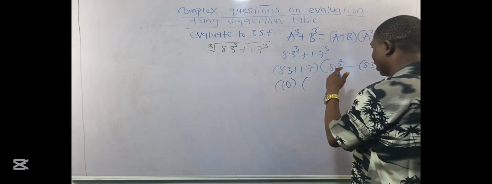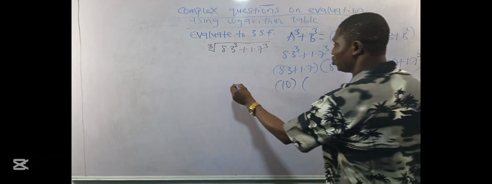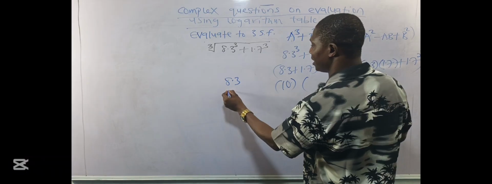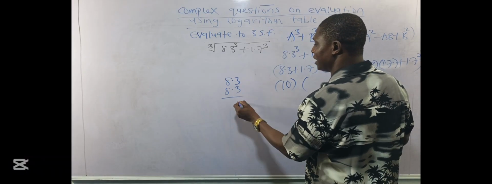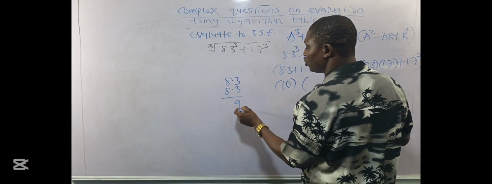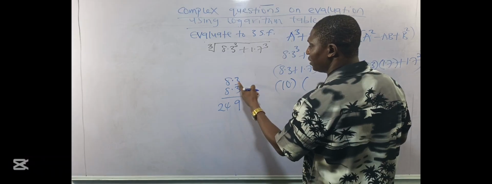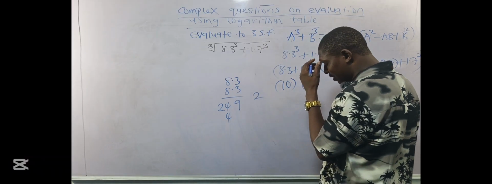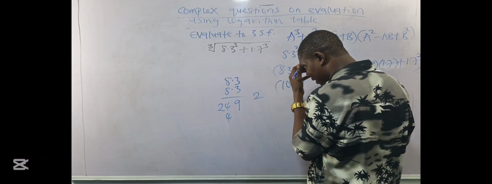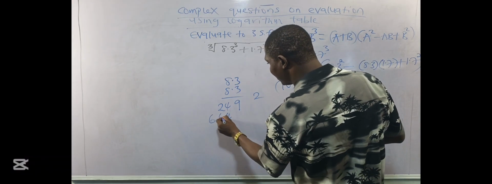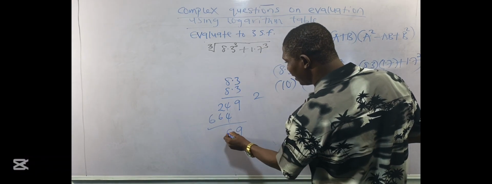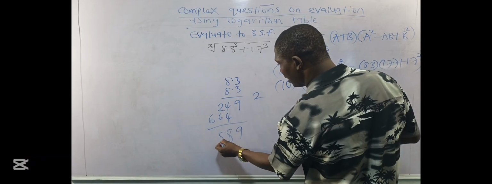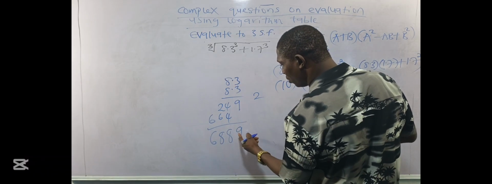You can use log, you can multiply directly also. So this 8.3 times 8.3. 3 times 3 is 9. 3 times 8 is 24. 8 times 3 is 24, 4 carry 2. 8 times 8 is 64. 64 plus 2 is 66. So I have 66. This will give me 9 8 8 6 1 2 1 2.